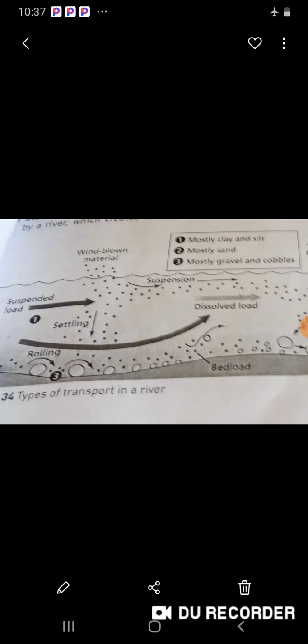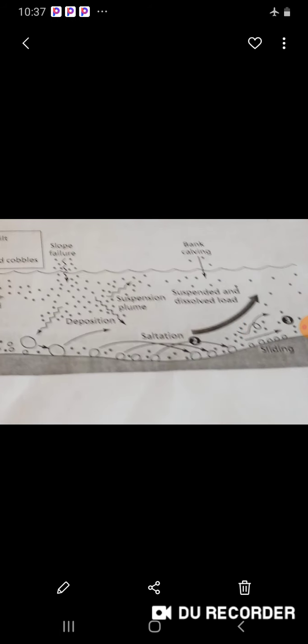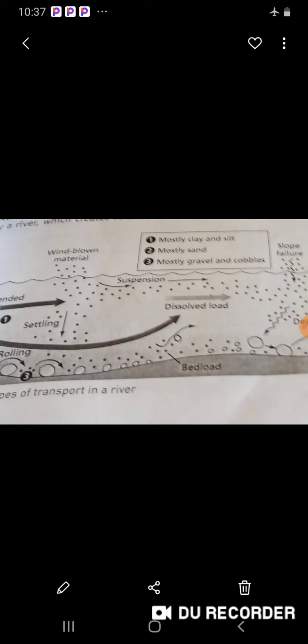You can believe me that this is the way the river takes its course in transporting and eroding. That is the wearing of the river bank. After the materials have been eroded, they are transported, traveling together with the water in the river.